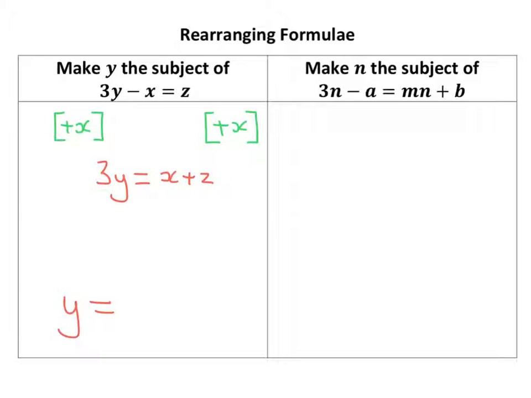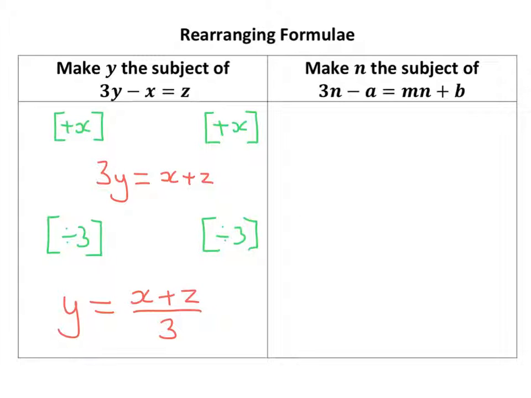Now I don't want 3 Y's, I want 1 Y, so I need to divide by 3 because it's 3 times Y at the moment. I do the opposite, don't I? So if I want to divide the whole lot by 3, I'm going to do it as a fraction. Remember, in algebra we tend to use fractions like that.